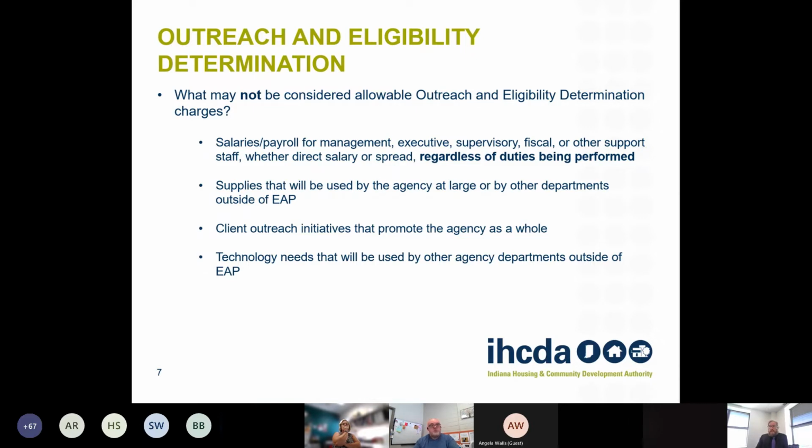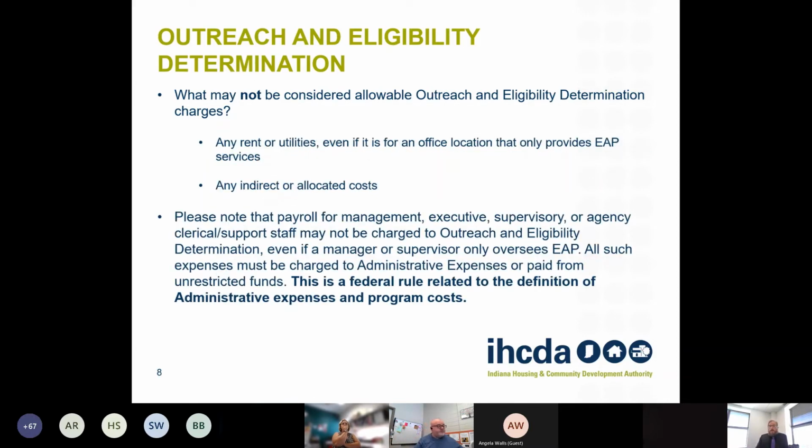Supplies that will be used by the agency at large or by any other departments within the agency outside of EAP. Any client outreach initiatives that promote the agency as a whole, as opposed to only promoting EAP. And technology needs that will be used by other agency departments outside of EAP. These are the things that can't be paid for using outreach and eligibility determination. It also excludes any rent or utilities, even if these rent or utilities are for an office location that only provides EAP services, and any indirect or allocated costs whatsoever.